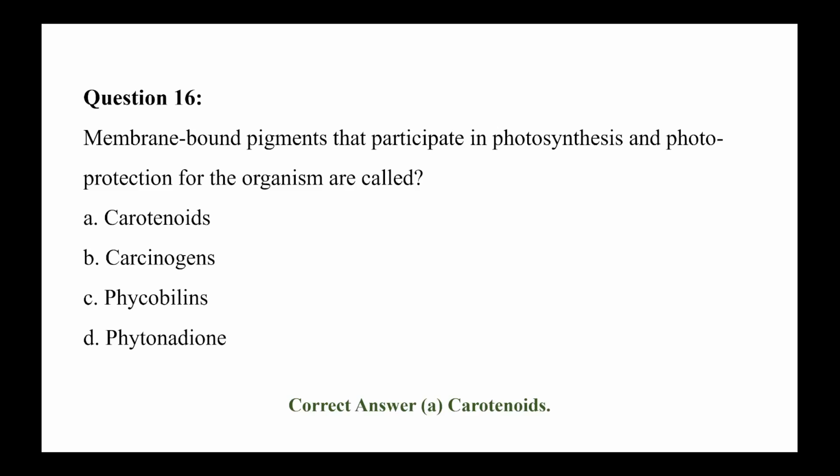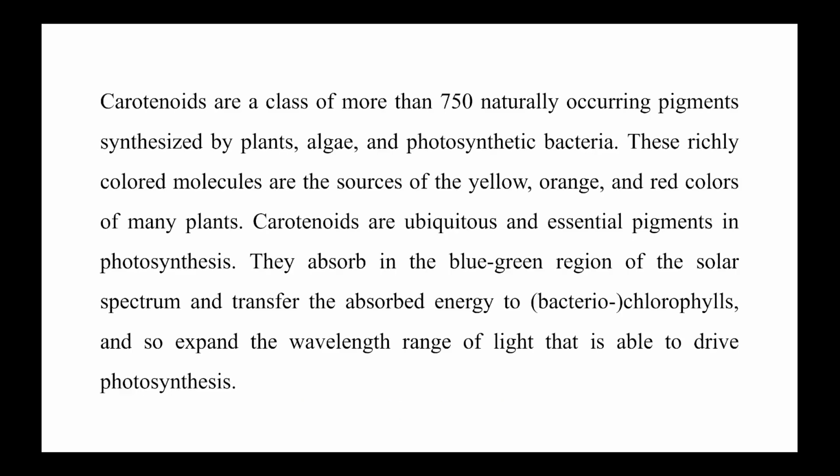So the correct answer is option A, carotenoids. Carotenoids are a class of more than 750 naturally occurring pigments synthesized by plants, algae, and photosynthetic bacteria. These richly colored molecules are sources of yellow, orange, and red colors of many plants. Carotenoids are ubiquitous and essential pigments in photosynthesis. They absorb in the blue-green region of the solar spectrum and transfer the absorbed energy to bacteriochlorophylls, and so expand the wavelength range of light that is able to drive photosynthesis.